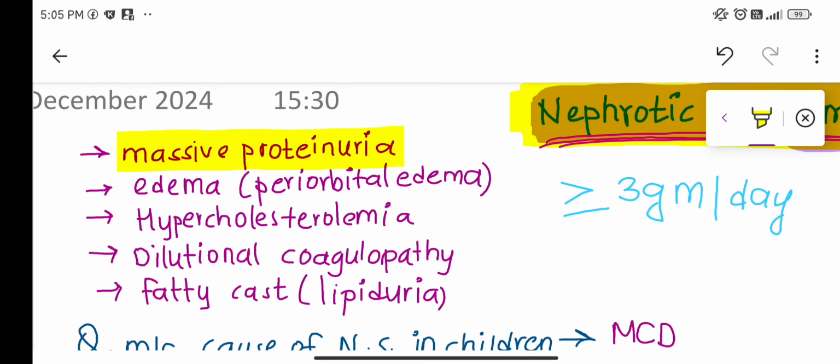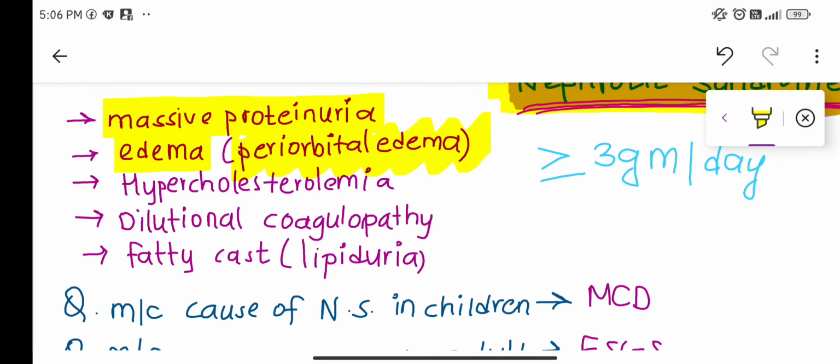So with massive proteinuria, there is a decrease in the protein in the blood, which leads to an increase in the hydrostatic pressure. It will lead to outgoing of fluid from the blood vessel into the interstitial spaces, leading to edema. So that is how edema occurs in nephrotic syndrome. It is mostly periorbital edema, around the orbit of the eye.